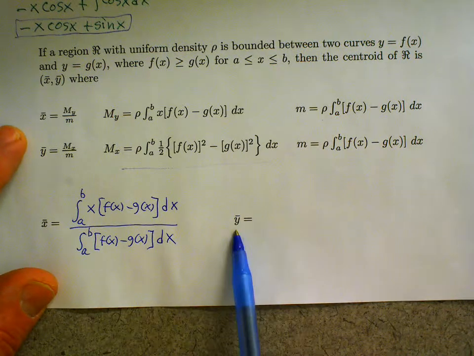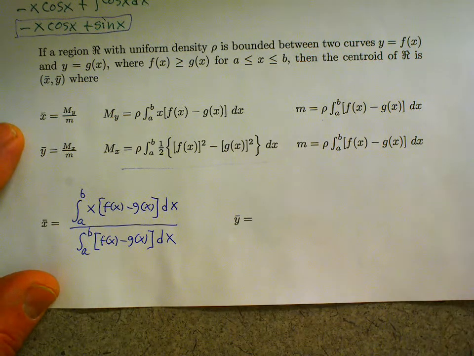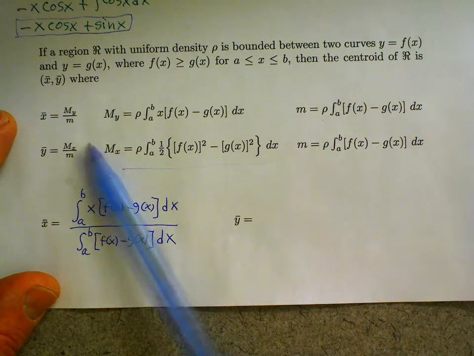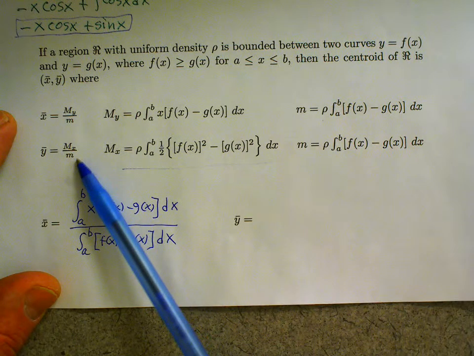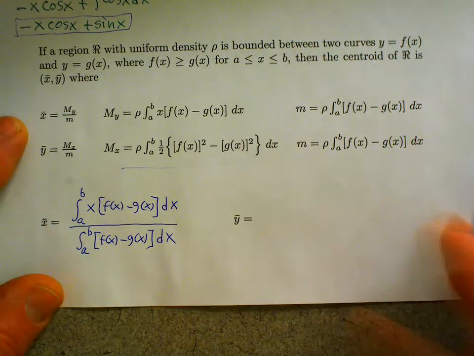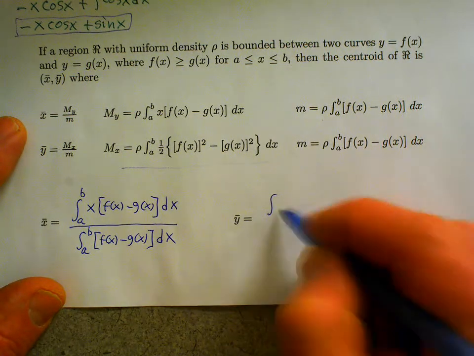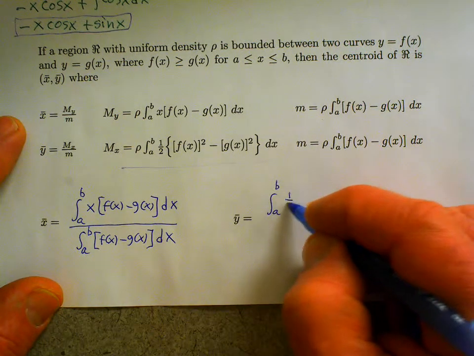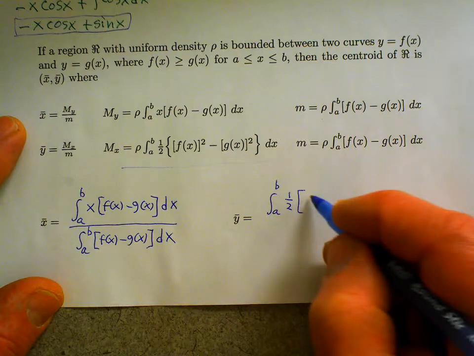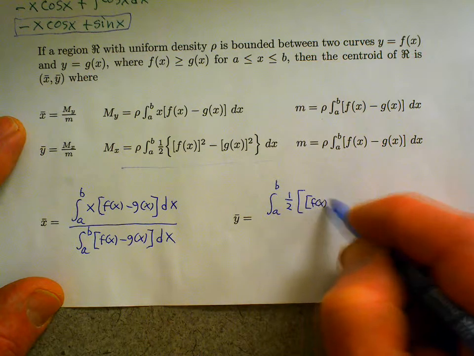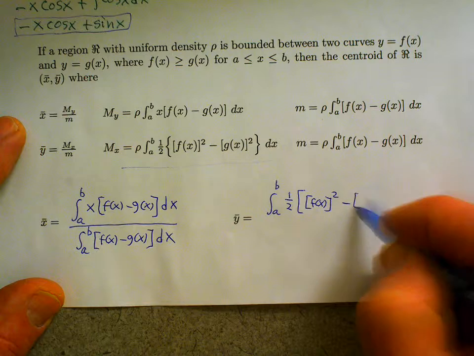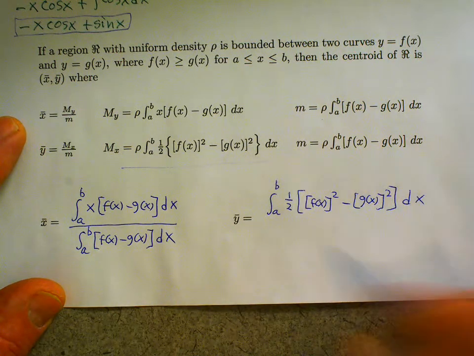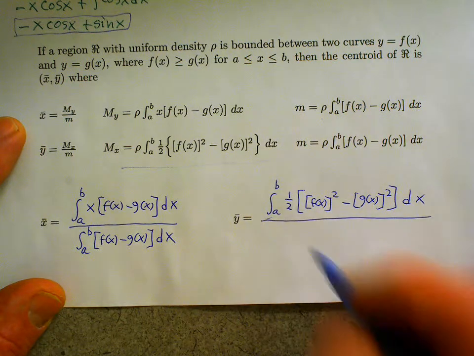The y-coordinate of the centroid, y bar, by definition, that's the moment of the region about the x-axis divided by the mass. So in the numerator, we get the definite integral from x equals a to b of 1/2 times the quantity f of x squared minus g of x squared dx, divided by the area.